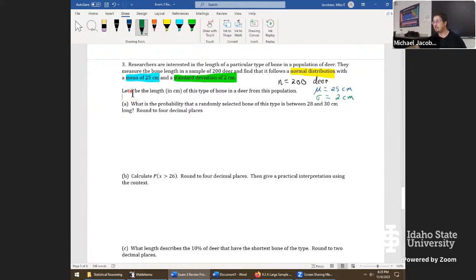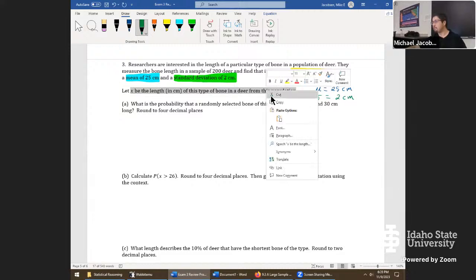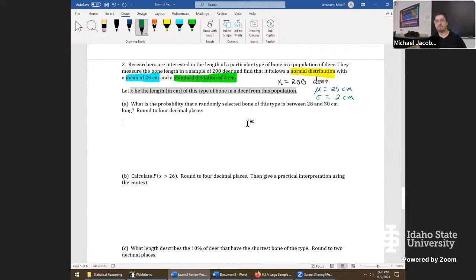Next thing we have here is x every time it occurs. This is going to be equal to the length of that particular bone. They never told us which one it was. Probably a femur or something. That's hard to tell. 25 centimeters. Something, maybe a rib bone or something like that. Whatever it is, x is going to be the length in centimeters of that bone in a deer from that population. Okay, so that's the rundown of the problem.